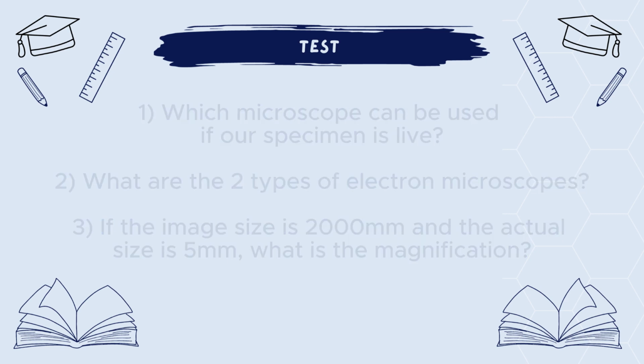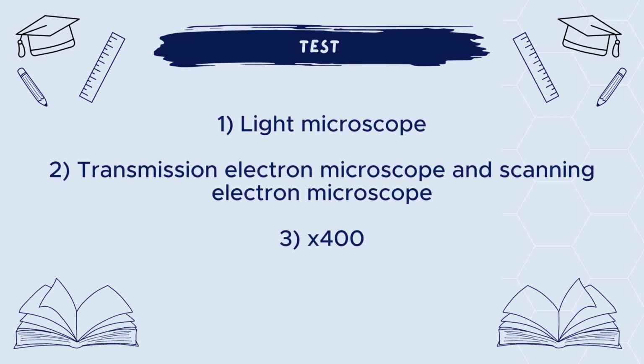Okay, that's time up. Now for the answers. So number 1, if our specimen is live, we will need to use a light microscope. The two types of electron microscopes is a transmission electron microscope and a scanning electron microscope. And finally, the magnification is going to be times 400.